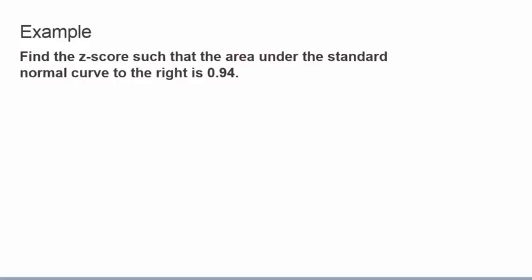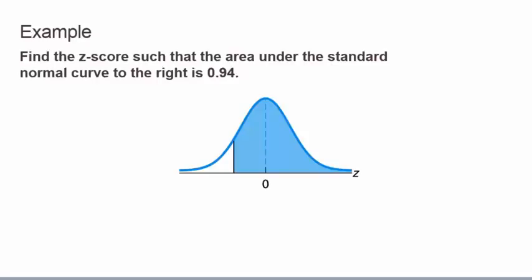Example. Find the z-score such that the area under the standard normal curve to the right is 0.94. So first I want to draw a standard normal curve. I draw a line from my horizontal axis to the curve and then I shade to the right of that line.